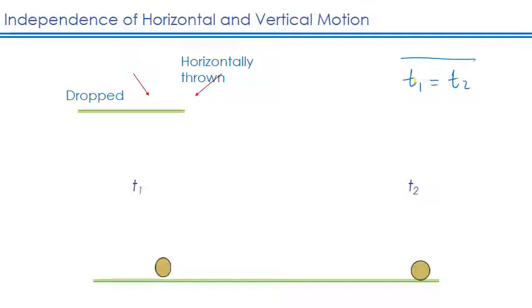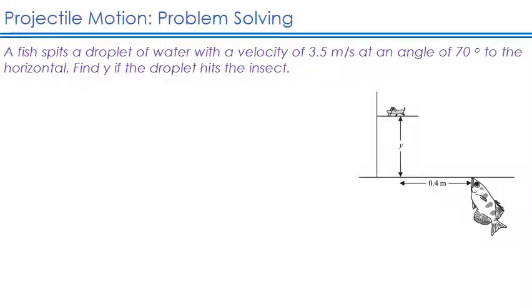If T1 and T2 are the same, this actually shows the independence of horizontal motion from the vertical motion. It means we can use these equations. So let's apply the concepts over here to understand the application of the equations of motion.